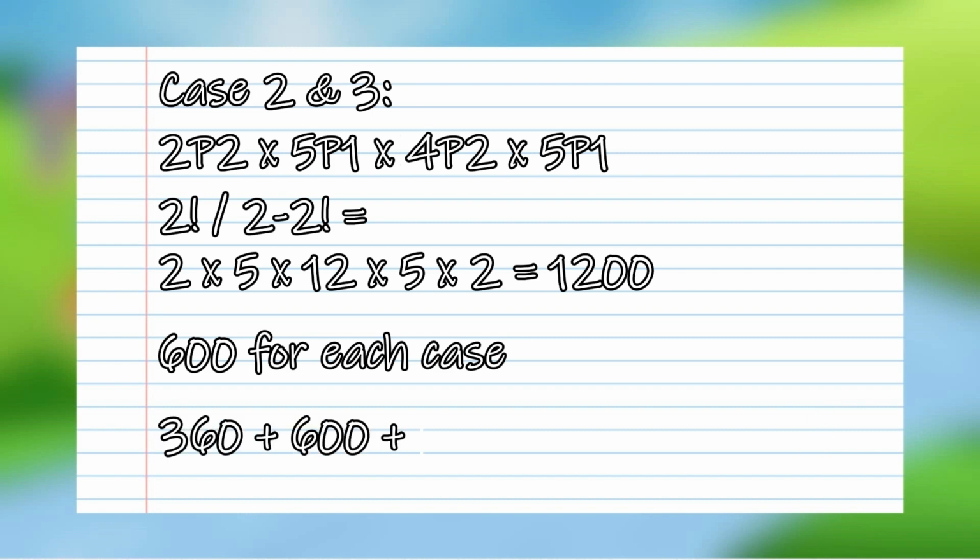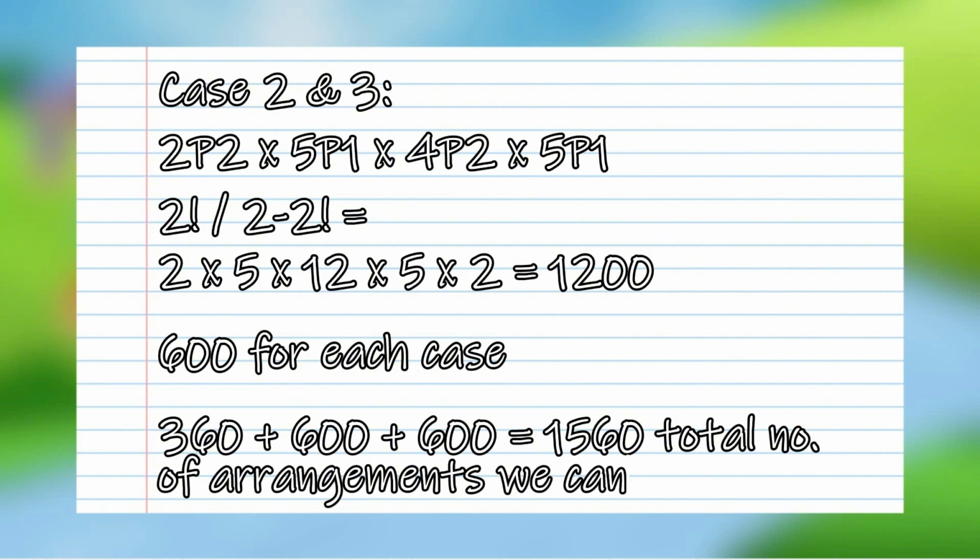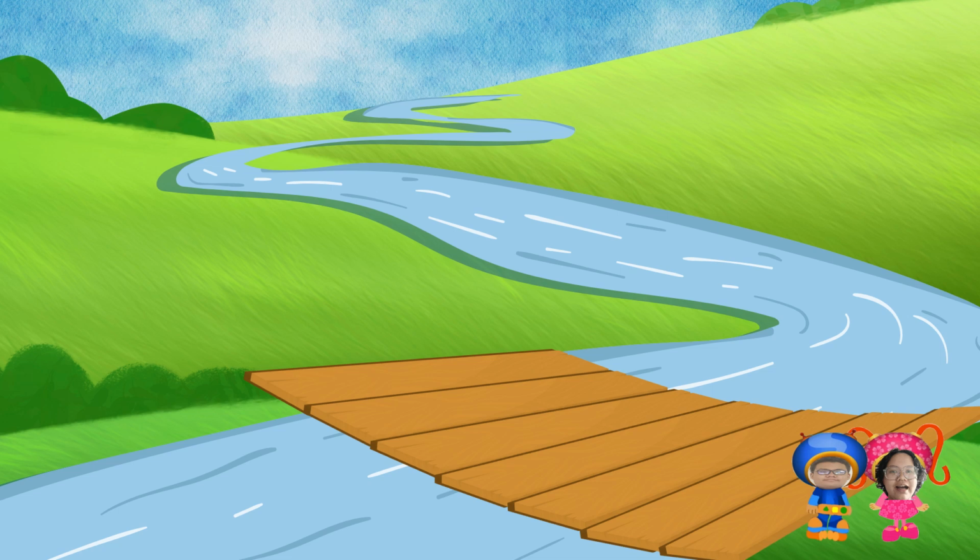Now, we will add all the answers together, which is 360 plus 600 plus 600, which gets us to 1560 total number of arrangements we can make. The bridge can be built in 2,160 unique ways. Great job, everyone!